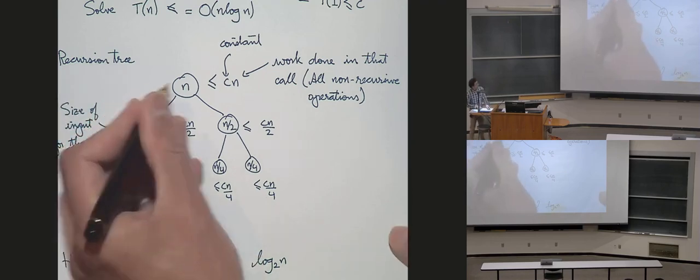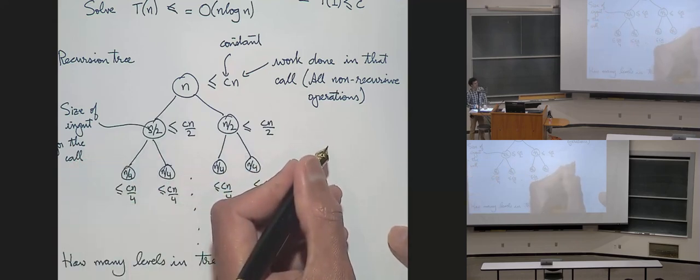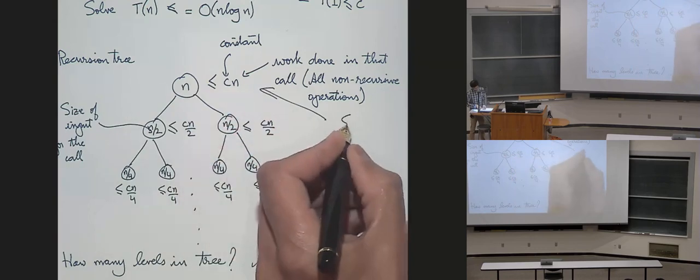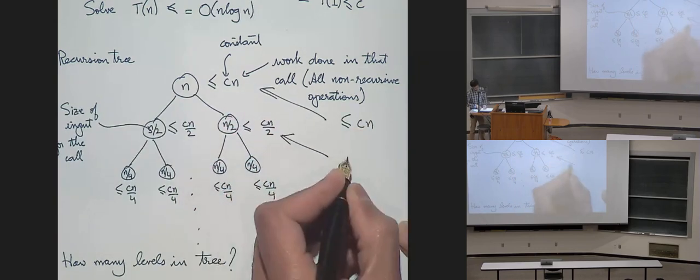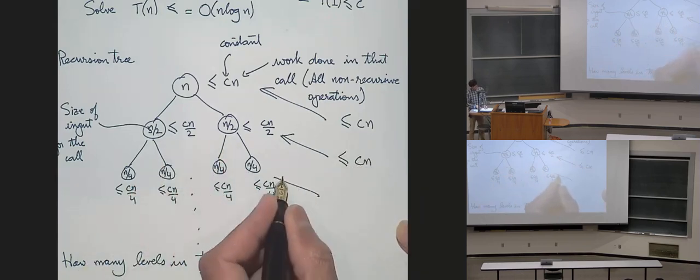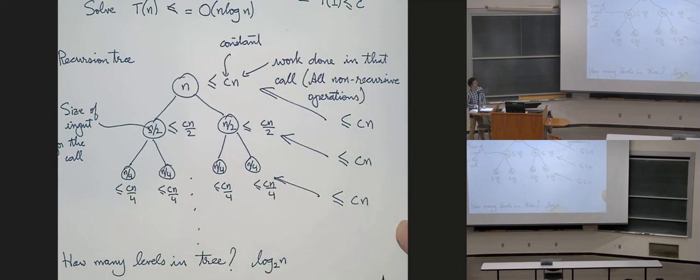Now, how much work is there in every level? Yeah, exactly. So here it's at most Cn. Over here it's also at most Cn, because it's Cn by 2 plus Cn by 2. And over here it's at most Cn as well. So the amount of work that is done at every level is basically the same. And that's the observation. There are log base 2 of n levels, so it's n log n.